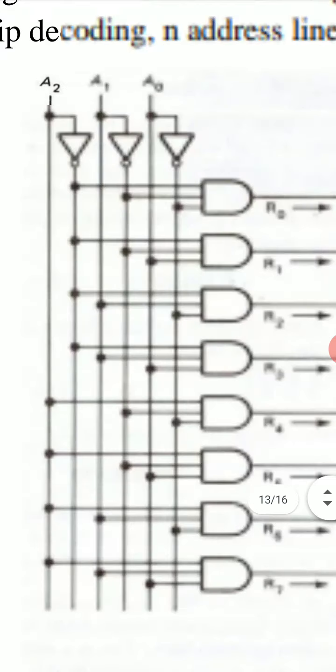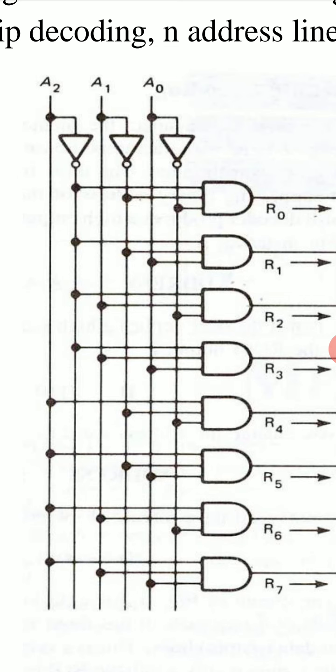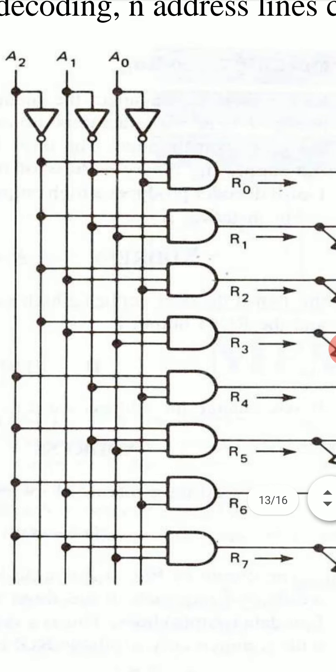So the first address is 0, 0, 0. So this AND gate of register R0, the inputs of this AND gate are A2 bar, A1 bar and A0 bar.